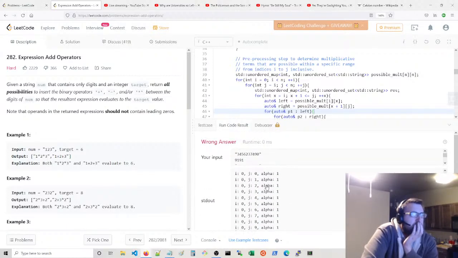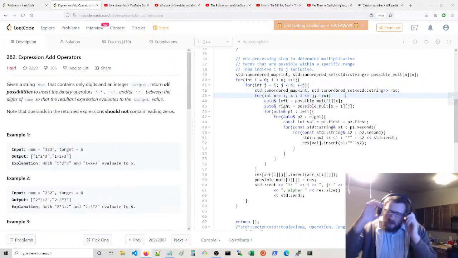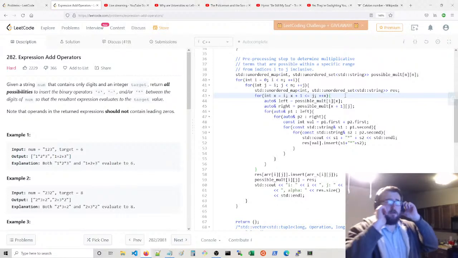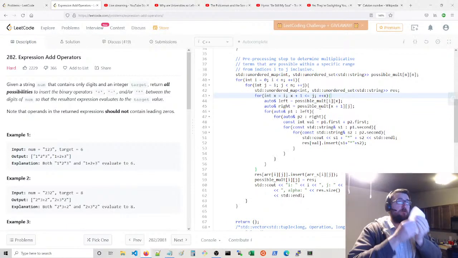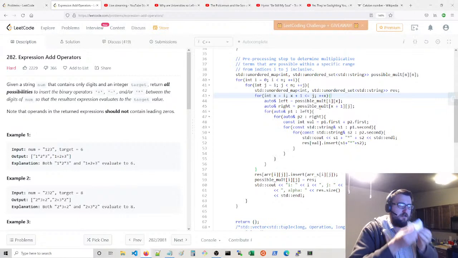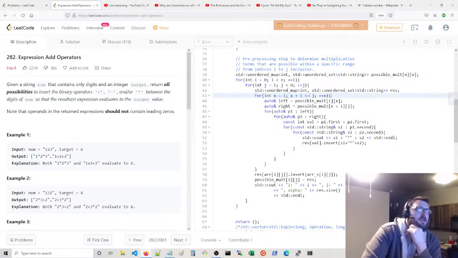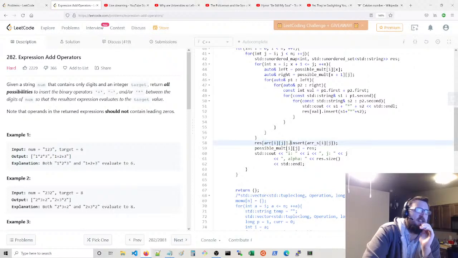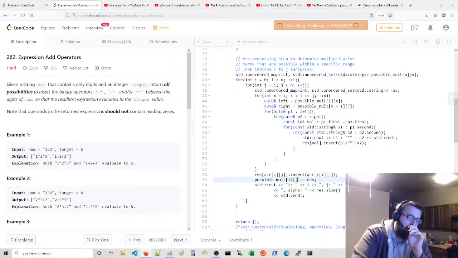So I0, J is 0, we get alpha 1, and then I0, J is 1. I0, J is 0. We don't enter this loop here. I0, J is 0. And we don't enter this loop at all, right? We just go right here. Insert into the result map. Insert this string. Okay, that's fine. And we set the result map for that range 0, 0 to that result map.